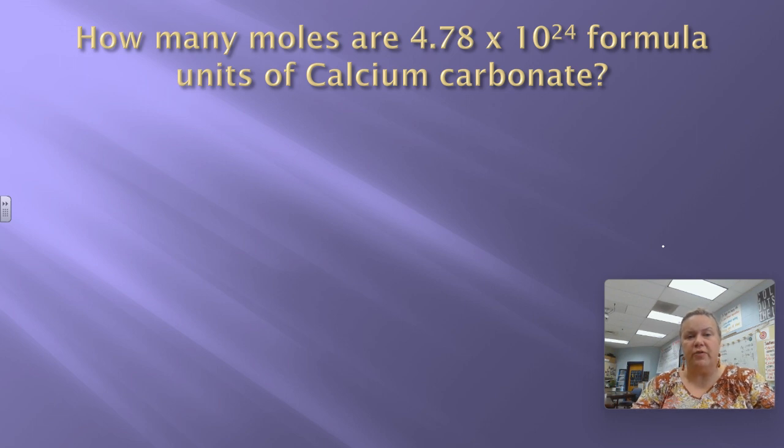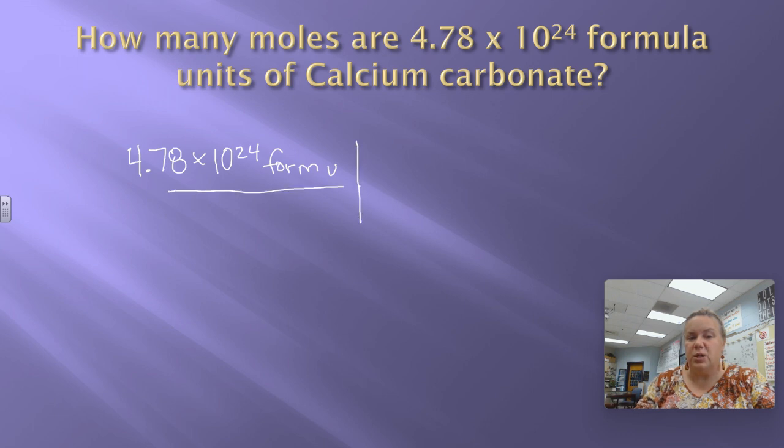How many moles are in 4.78 times 10 to the 24th formula units of calcium carbonate? The reason why it's formula units is because calcium carbonate is an ionic compound. So we can't really say molecules because we don't use that terminology for ionic compounds. So we're going to start out again with what we're given, which is 4.78 times 10 to the 24th, and that's formula units. So instead of writing them all out, oftentimes I write formu, so it won't come out as something not so pleasant. So we still have formula units.